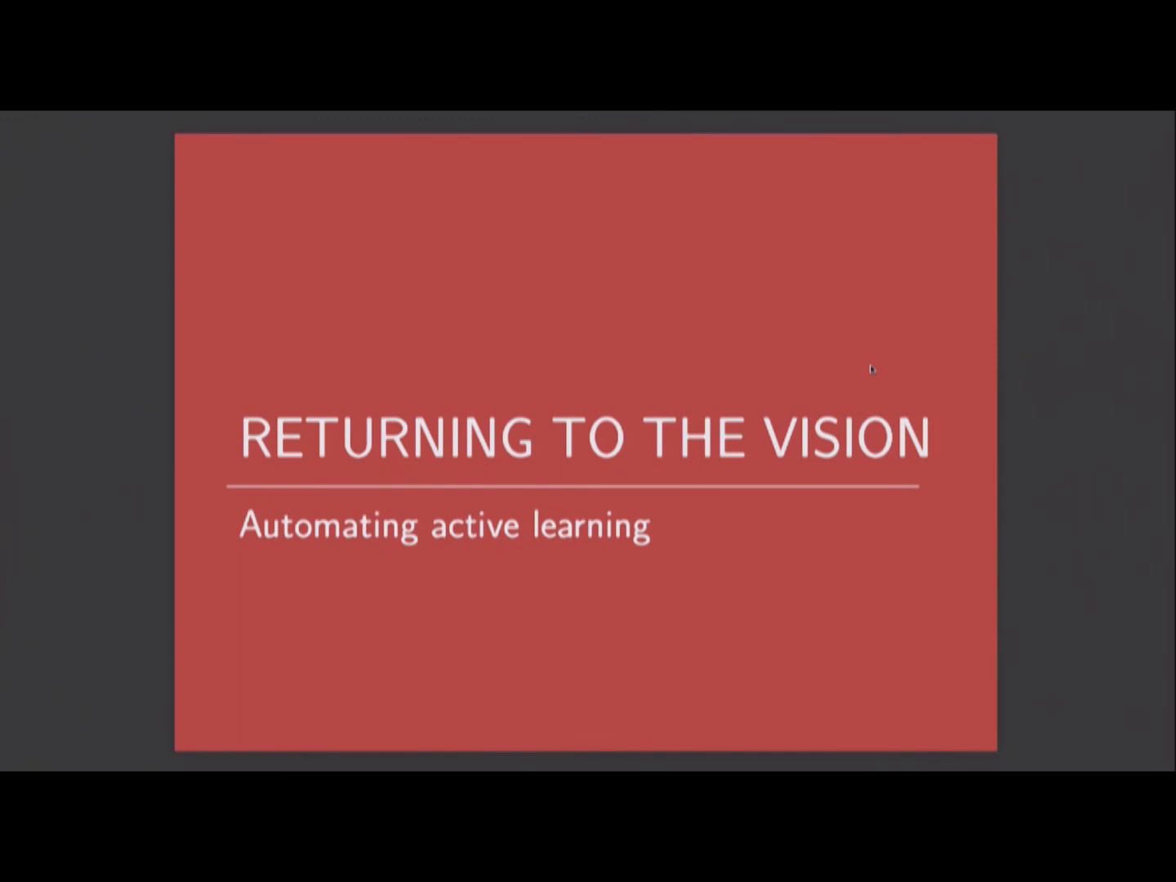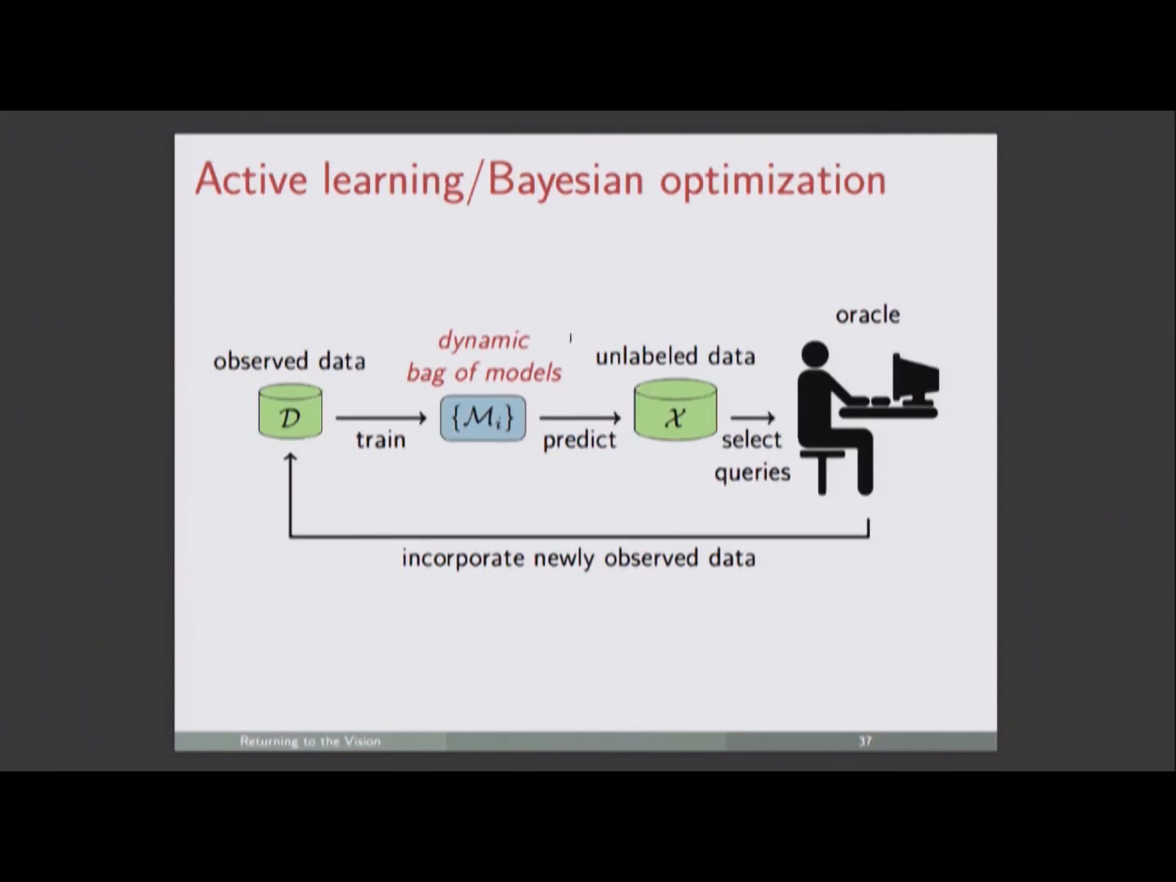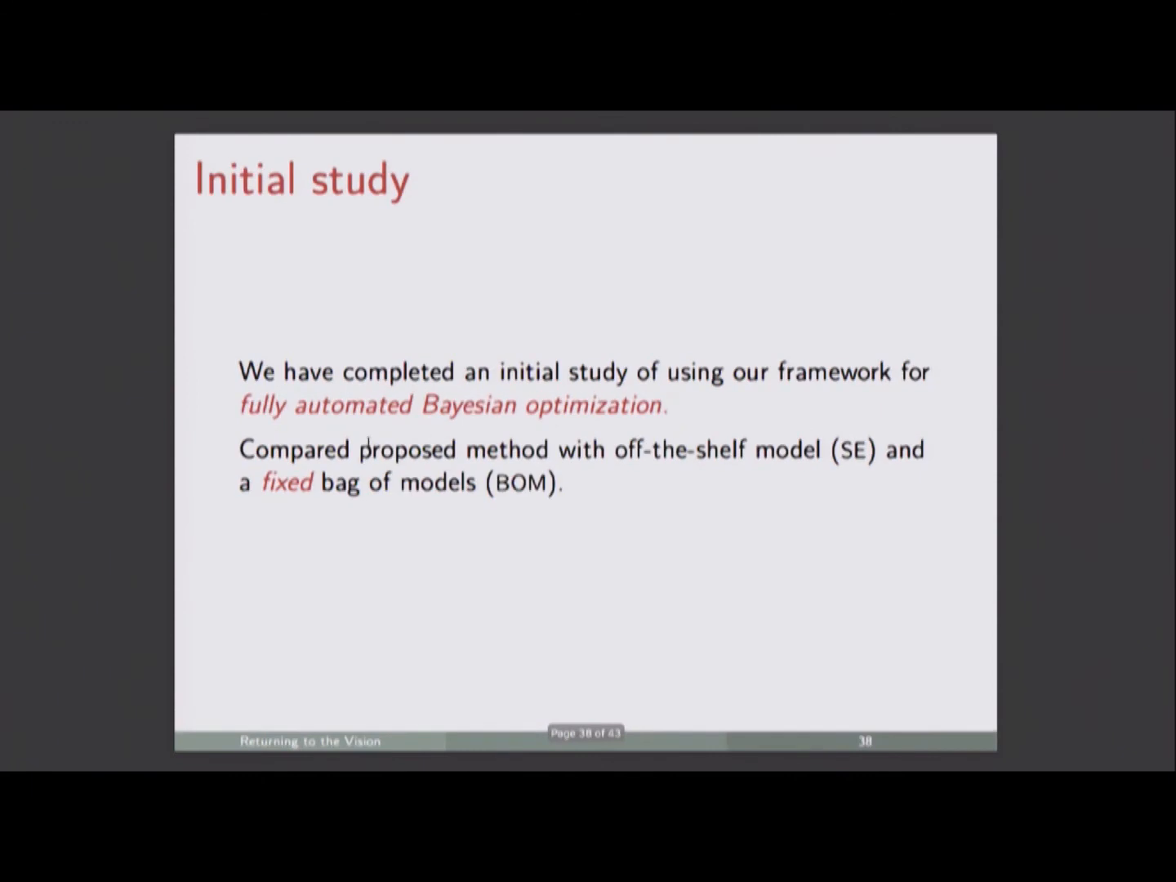Finally, I just want to quickly return to the overall vision that I laid out at the beginning of the talk, which was automating active learning. These results for fixed data sets were promising, but I really wanted to show that we could use this in the inner loop of another procedure, active learning or Bayesian optimization, for example. So we're going to curate this dynamic bag of models by using this BOMS procedure to every once in a while select some new models for investigation. We've done some initial work using this procedure to find a fully automated scheme for Bayesian optimization.